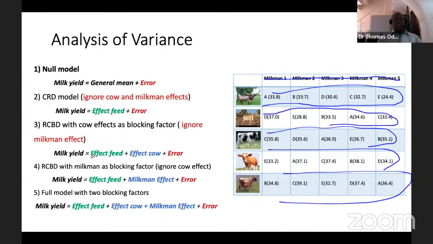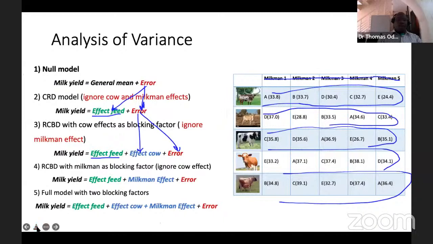Here you can see we still have the feed effect, but now we have the error. Part of the error comes here, part of it is taken away by that, while here part of the error is there and part of the error is there. So that's why this is the bigger error, followed by that, and so forth. Here we have the cow effect. We assume the milkman effect doesn't exist, and we have a randomized complete block design.